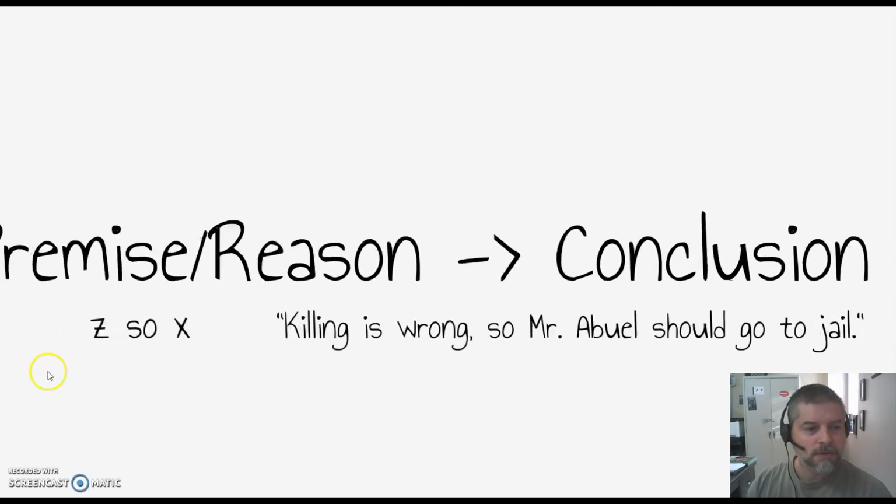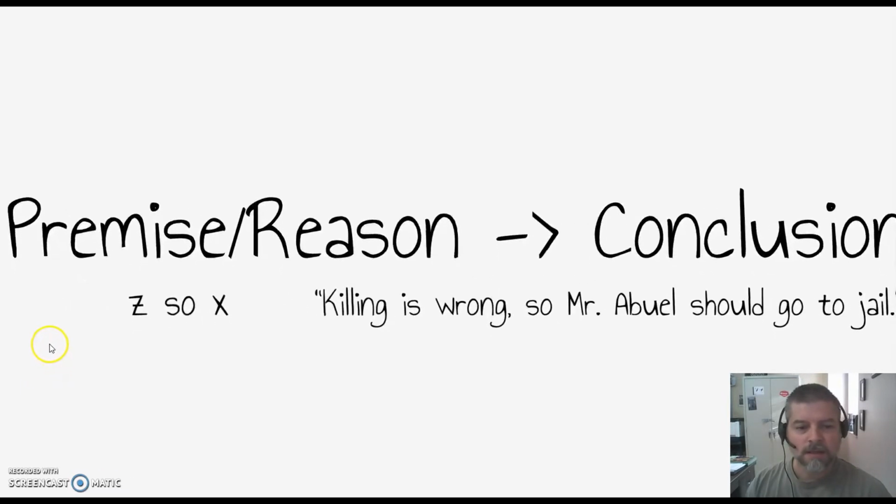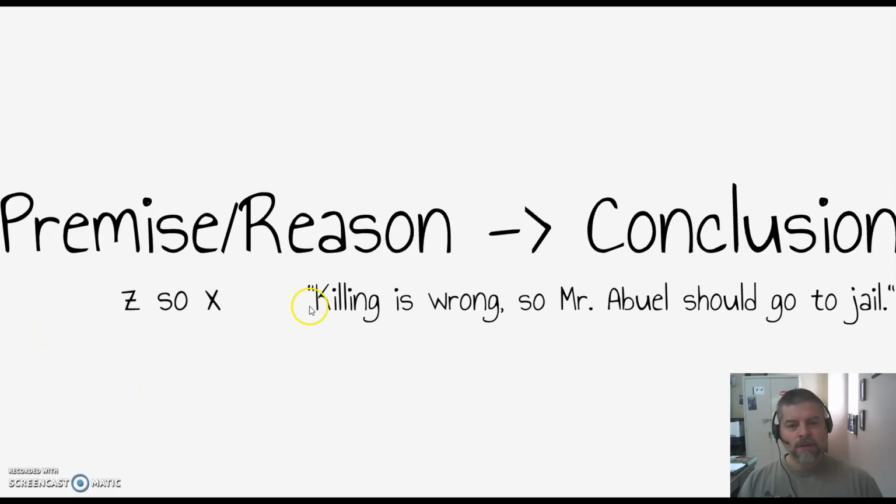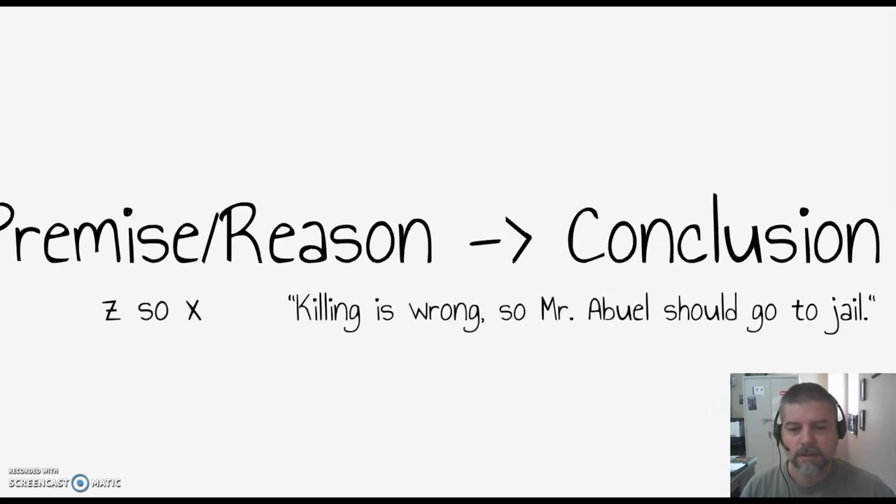Premise, reason, conclusion. Killing is wrong. You start with that. Killing is wrong, and right there, everybody's like, yeah, I think everybody believes that for the most part. So Mr. Abuel should go to jail. That's another way to make a logical argument. And that's good because you get everybody fired up. Killing is wrong, and you get everybody into a fervor. And then you say, well, Mr. Abuel killed this person, so put him in jail. So that's how you do that.